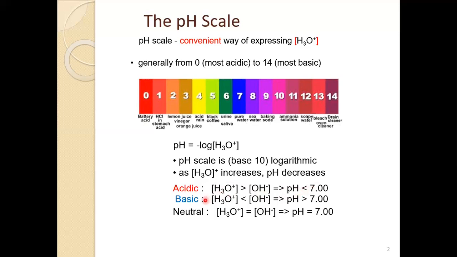A basic solution means you have more base ion than acid ion, which means that the pH is greater than 7. And when you have a neutral solution, so either pure water or a solution where the hydrogen concentration equals the hydroxide concentration, then the pH is equal to 7. So what we'd like to be able to do is not only, as we saw in the previous lesson, relate hydronium concentrations to hydroxide concentrations, but also calculate the pH given the hydronium concentration and/or the hydroxide concentration.